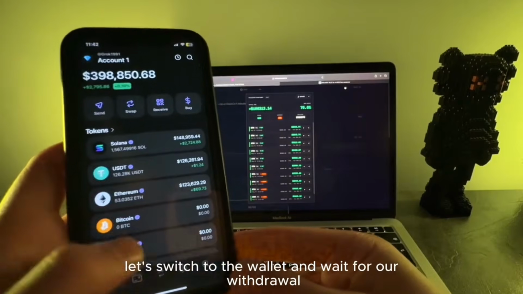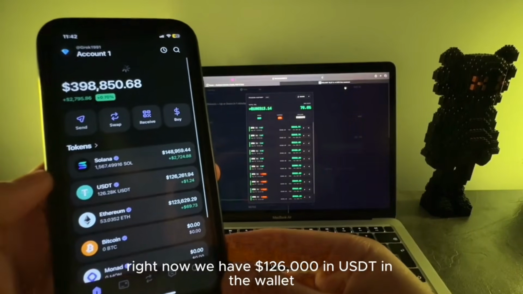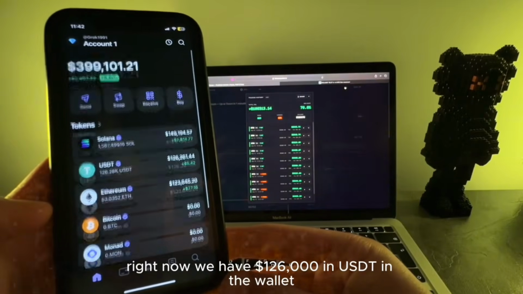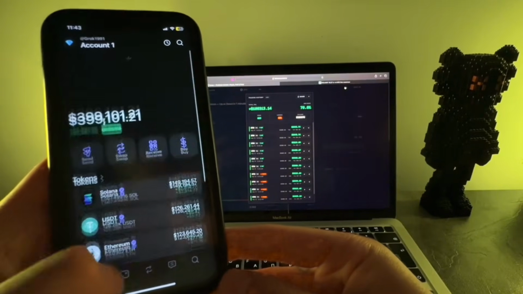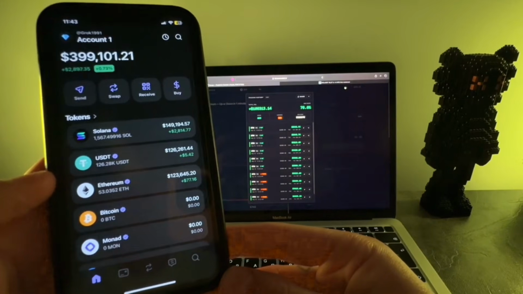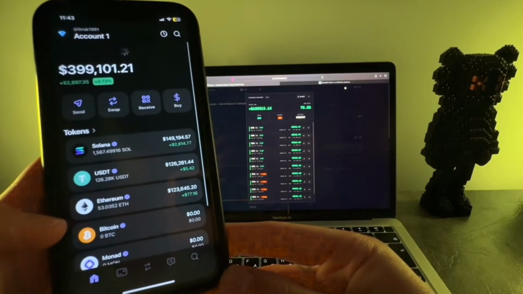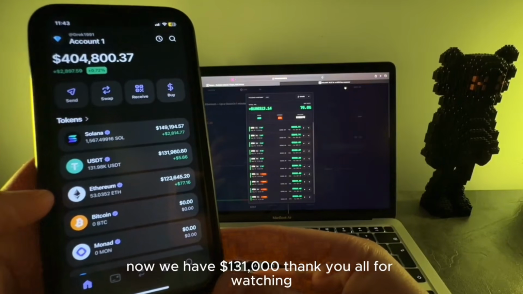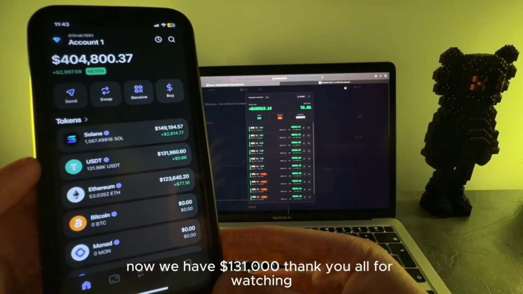Now let's switch to the wallet and wait for our withdrawal. Right now we have $126,000 in USDT in the wallet. Let's wait for the funds to arrive. Alright, the funds have arrived. Now we have $131,000.